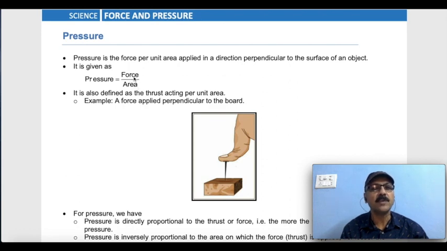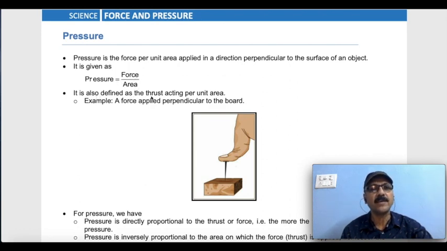As you know, the unit of force is Newton and the unit of area is meter square. Area equals length into width, so it is meter square. So the unit of pressure becomes Newton per meter square. Another unit of pressure is Pascal. So the unit of pressure is Pascal, or Newton per meter square.